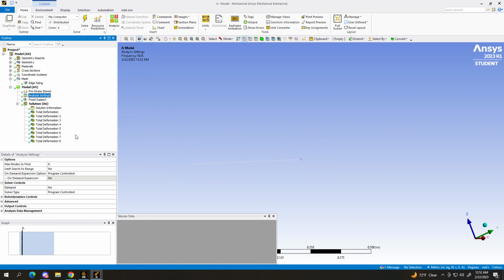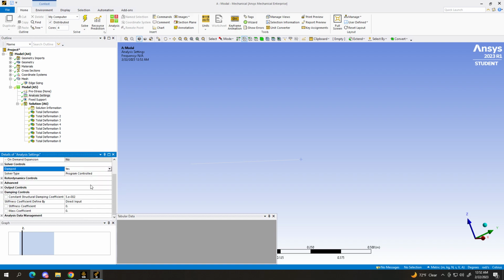Yeah, and that's pretty much it. And then for the damped cases, I went in here and I changed this to damped, and then I kept this at direct input and gave it a structural damping coefficient of 0.05 so the beam would have 5% damping and kept everything the same.